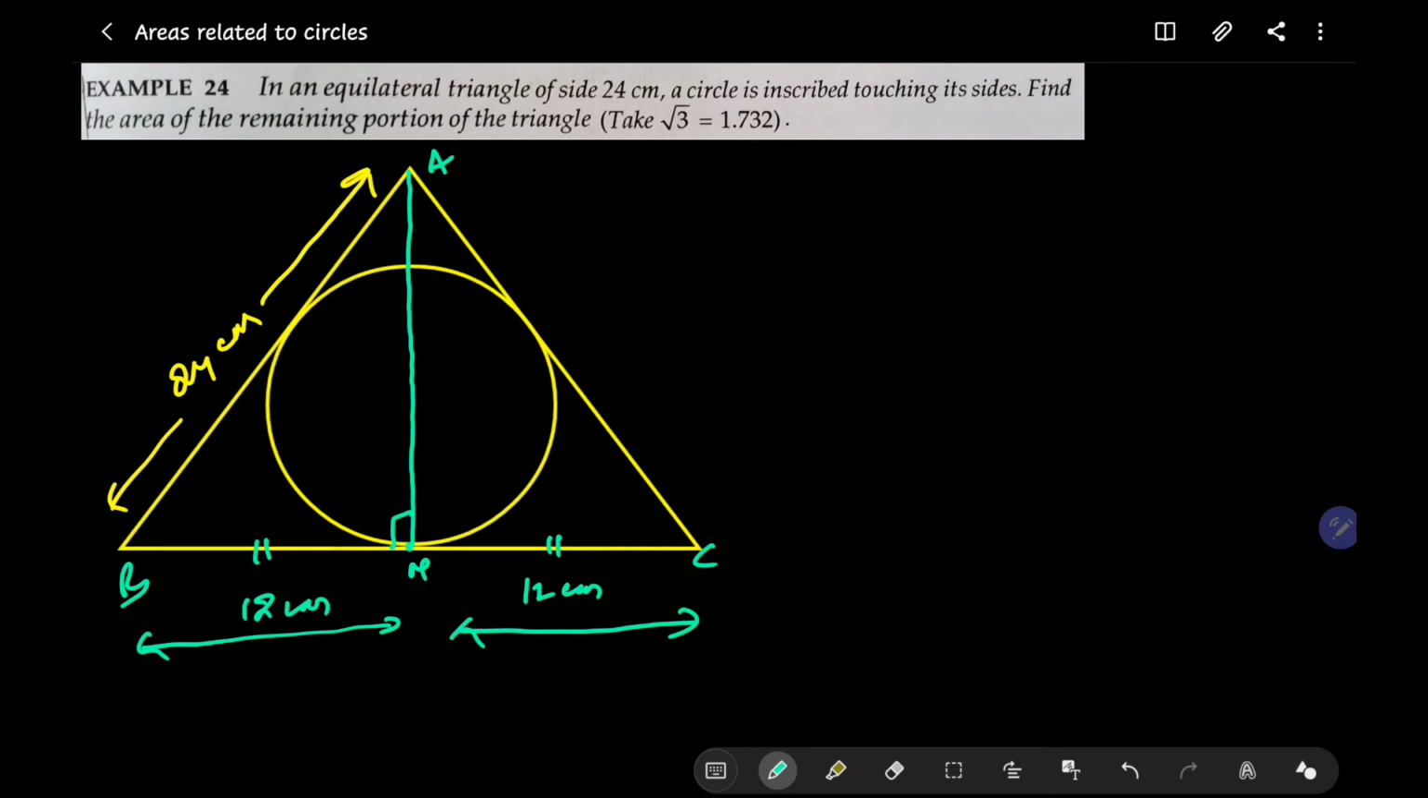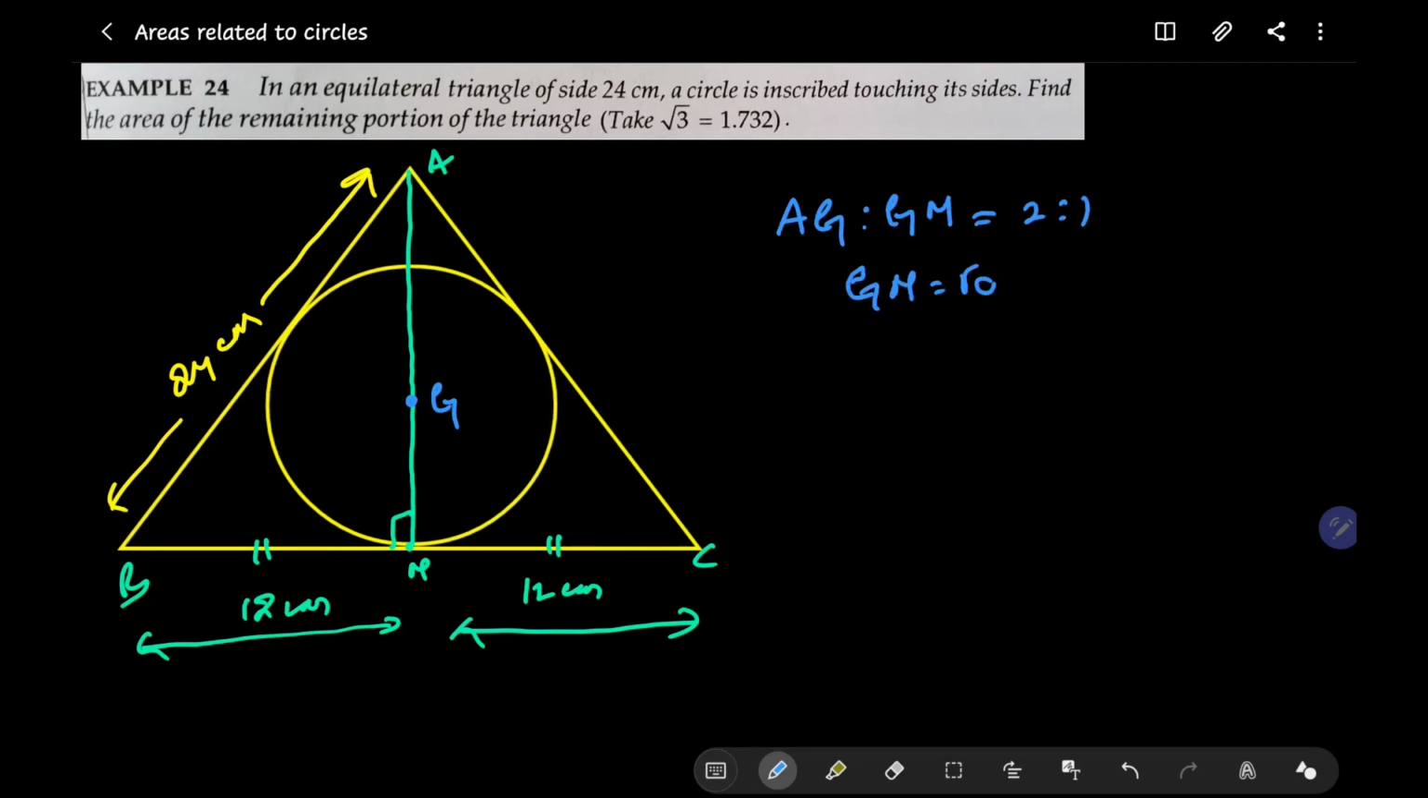Observe carefully, this circle is an incircle. As the triangle is an equilateral triangle, the center of the incircle, which is in the center, will also be the centroid of the triangle. We know that the centroid G of a triangle divides its median in the ratio 2:1. Hence we get AG to GM as 2:1.